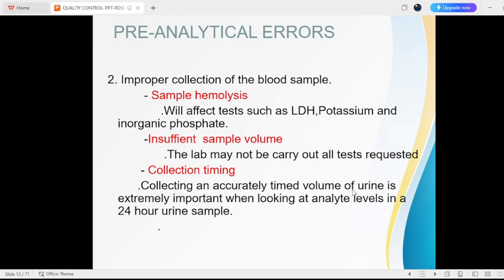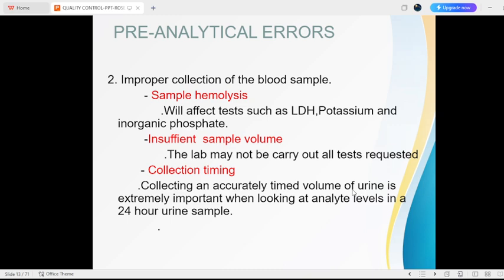Next important point is insufficient sample volume. If we have to do LFT, RFT, TFT, so many tests for a particular patient, only if we get a sufficient volume of sample can we complete all the tests. So if there is insufficient sample volume, we have to reject it and request a new sample, or we have to repeat the blood collection.